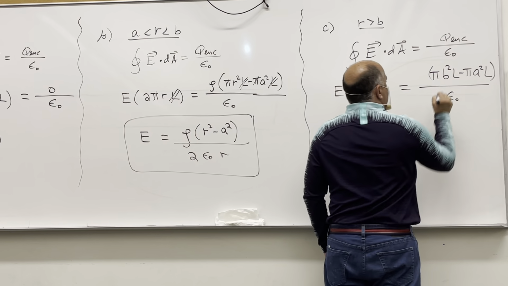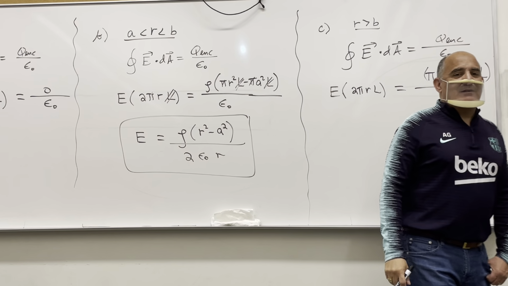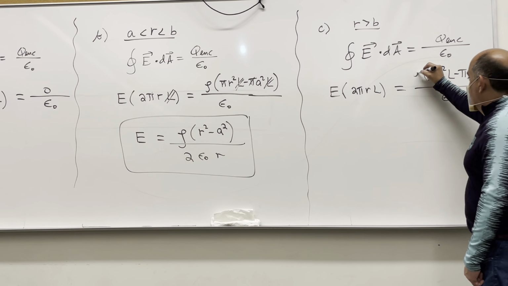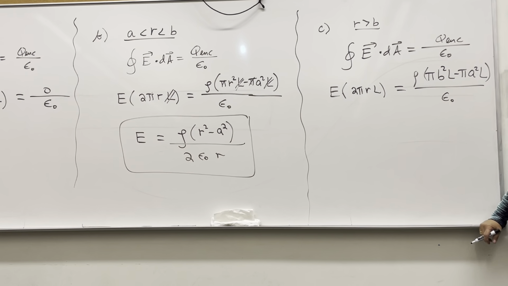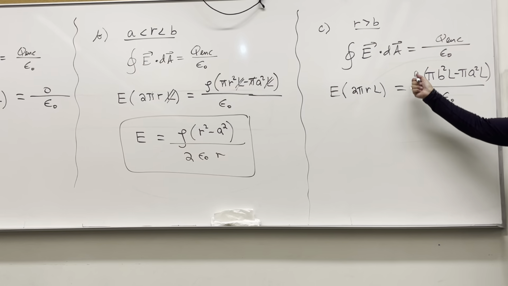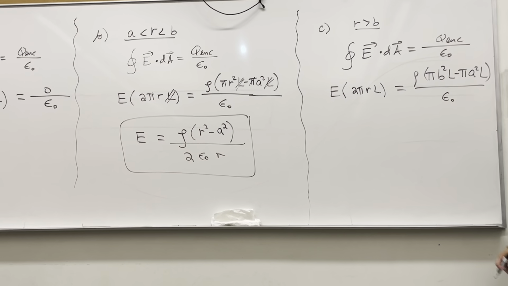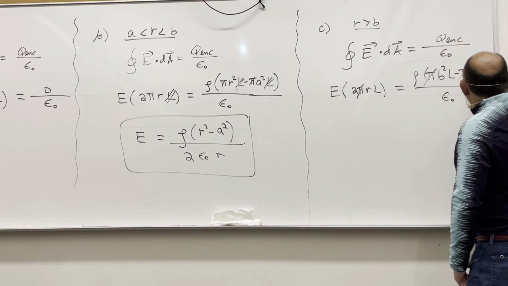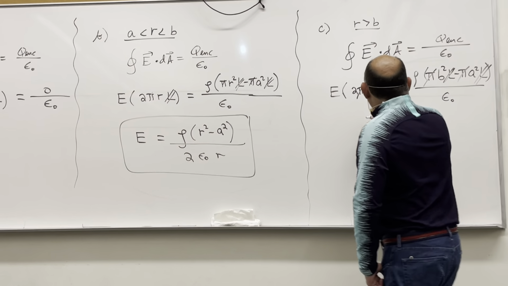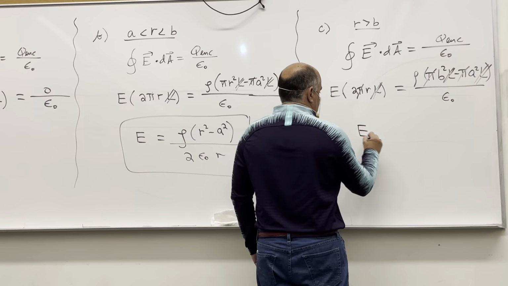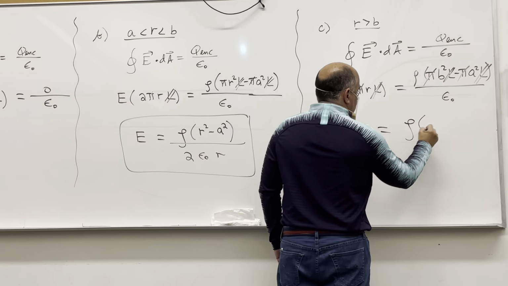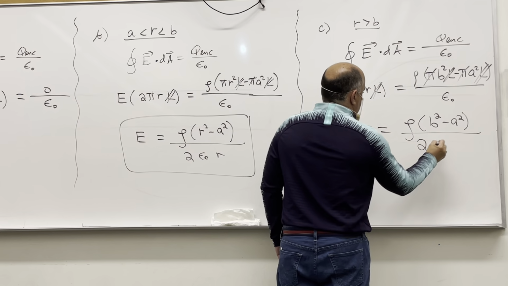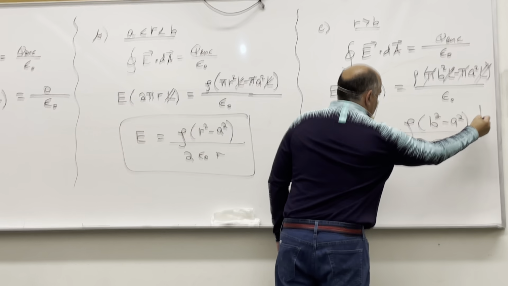Like this? Okay, I'm missing something. Times rho, because this is just a volume, not a charge. And if I multiply that by the charge per volume, then I'm going to get a charge. And then again, I can cancel the pi's and the L's. So I get that E equals rho times (b squared minus a squared) over 2 epsilon naught r.